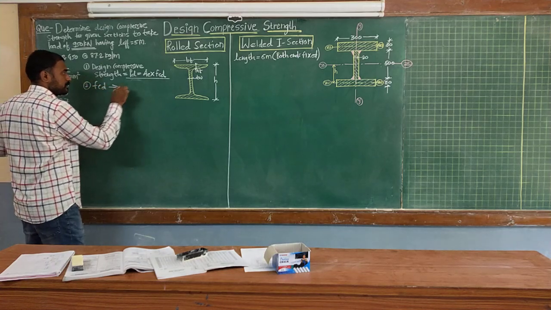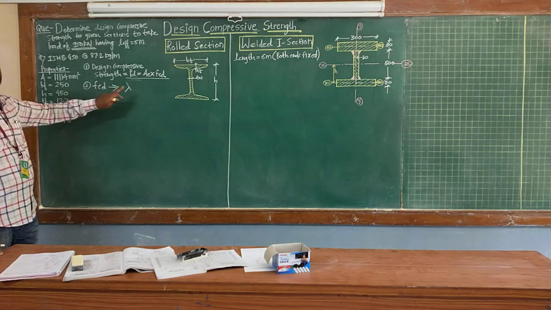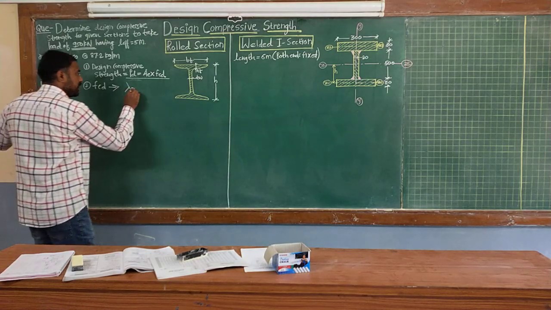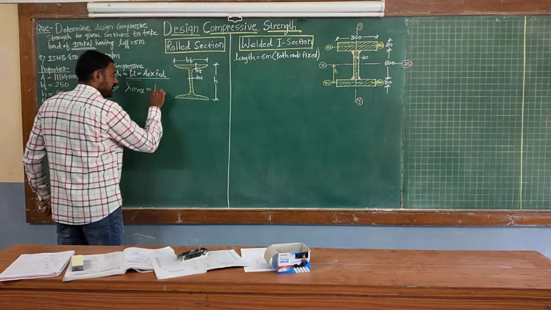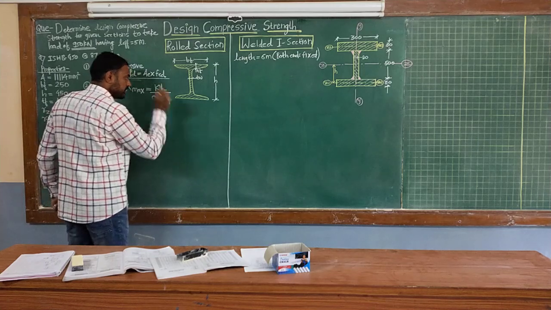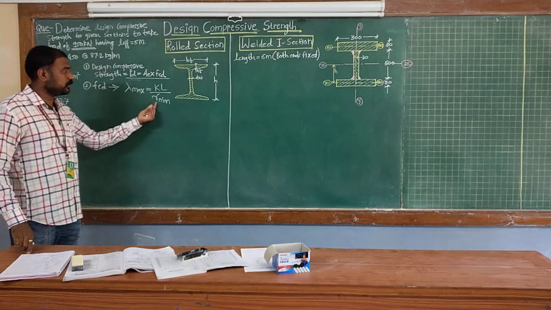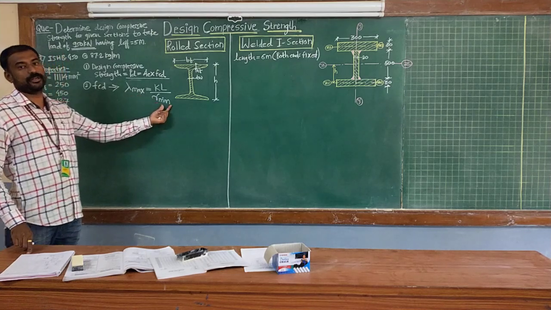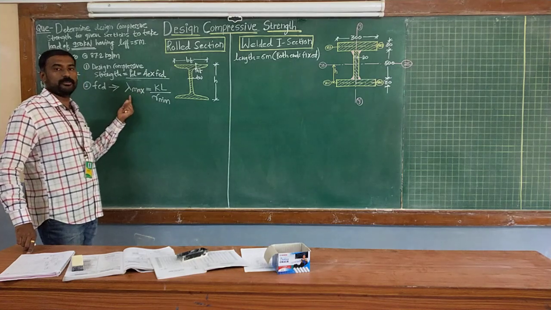FCD depends upon your slenderness ratio, correct? And always you need to calculate the lambda maximum value. Lambda maximum is calculated as effective length divided by minimum radius of gyration. If you need to get the lambda maximum, your r value should be minimum. Already in the introductory part video we have seen this formula. Always your lambda should be the maximum value.